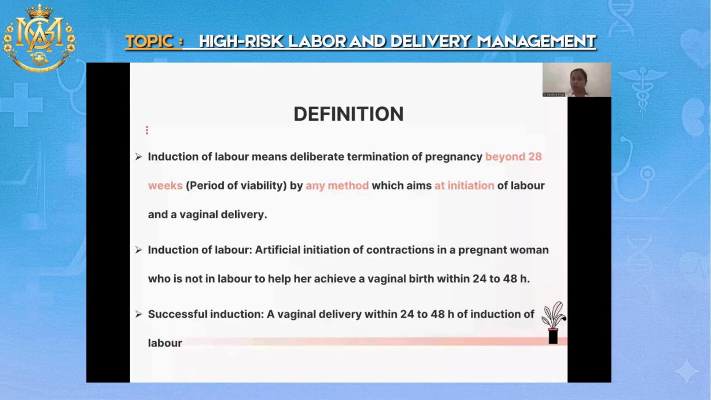So when we induce the pain artificially, which causes contraction and helps the woman to deliver, it is known as induction of labor. What is successful induction? When you achieve delivery within 24 to 48 hours of inducing labor in any antenatal woman.